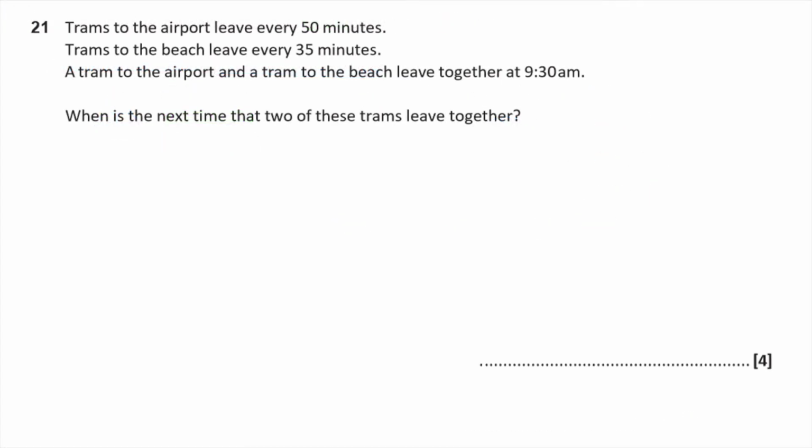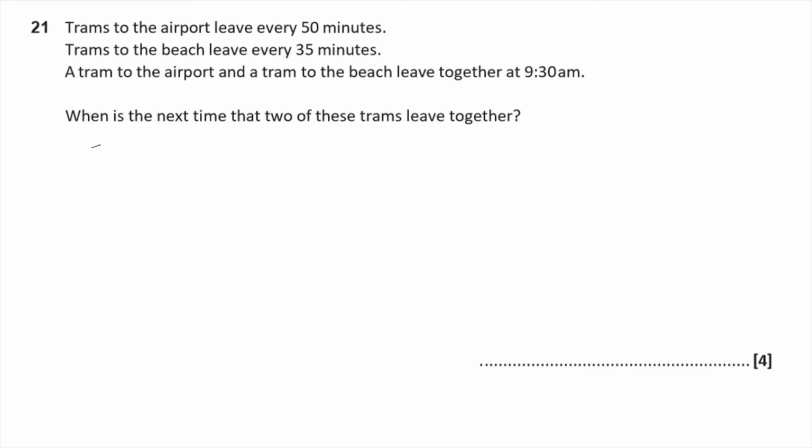Question 21. Trams to the airport leave every 50 minutes. Trams to the beach leave every 35 minutes. A tram to the airport and a tram to the beach leave together at 9:30 a.m. When is the next time that these two trams leave together? Okay, so what do we need to do here? Now, this is actually a problem on LCMs, lowest common multiples. Okay, so we want to find the lowest common multiple of these two numbers. Okay, now 50 and 35.